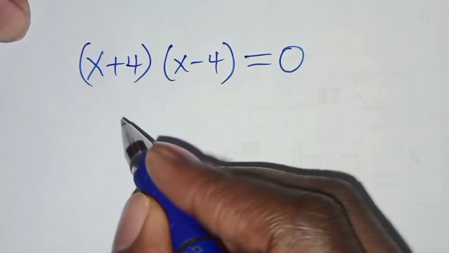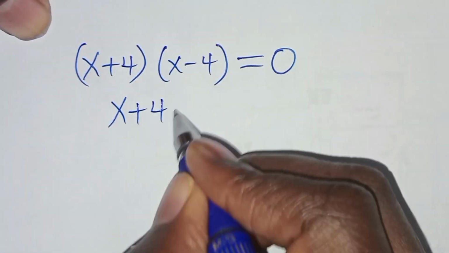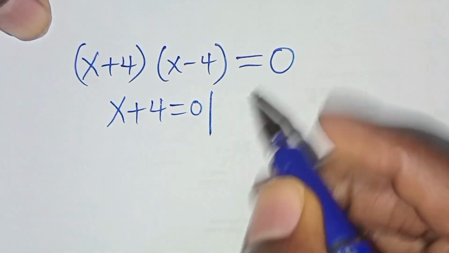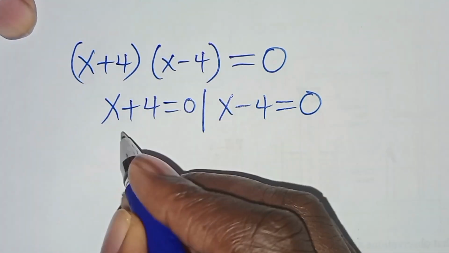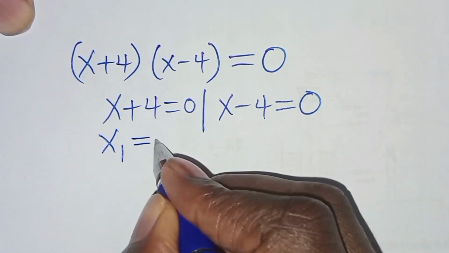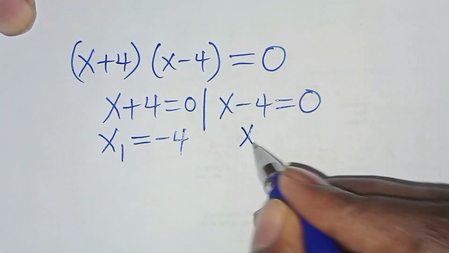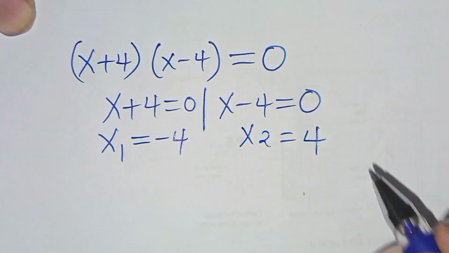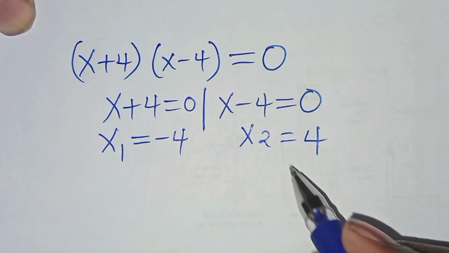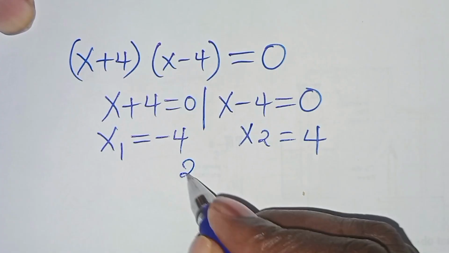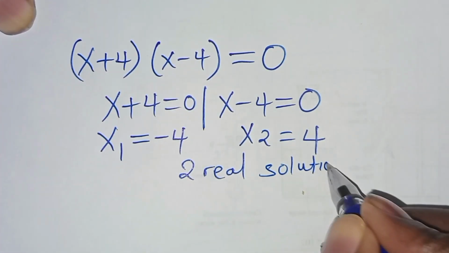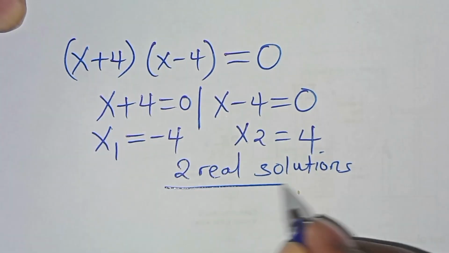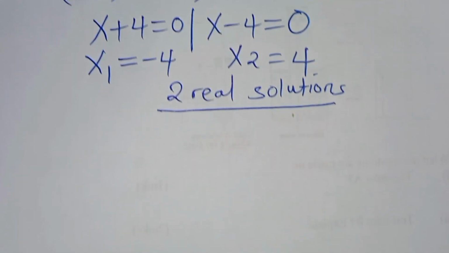Now this implies that here we have x plus 4 equal to 0, and x minus 4 equal to 0. So this implies that x1 is equal to minus 4, x2 is equal to 4. So x1 and x2, these are two real solutions. Now, let's proceed to case 2.